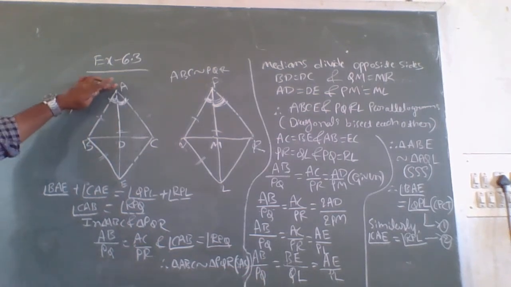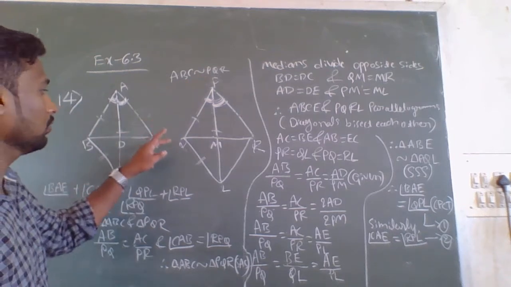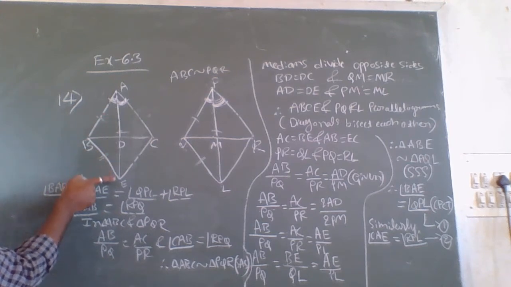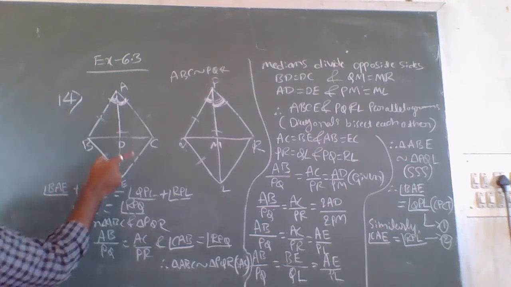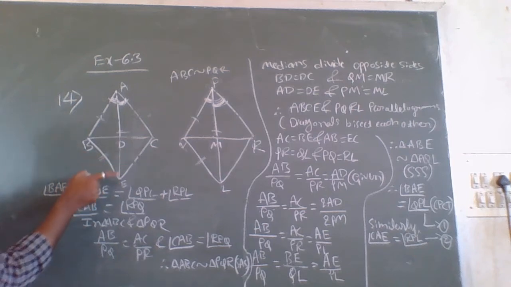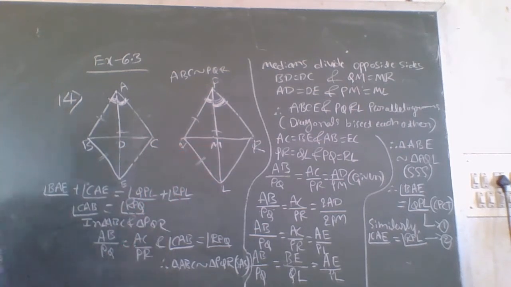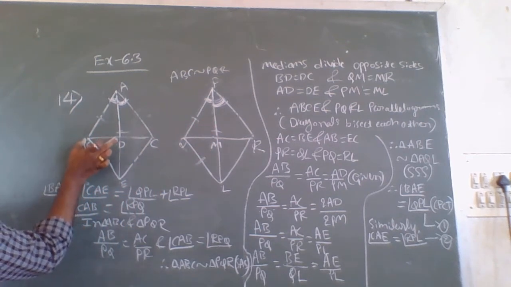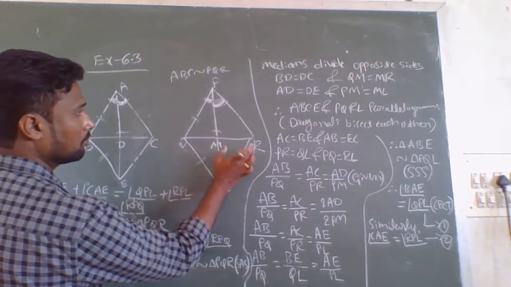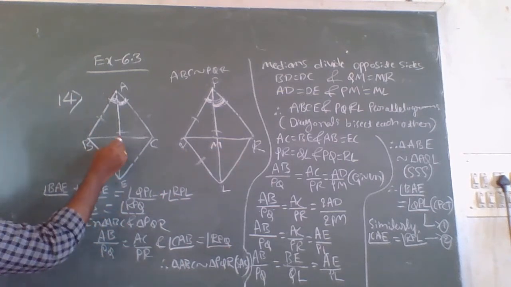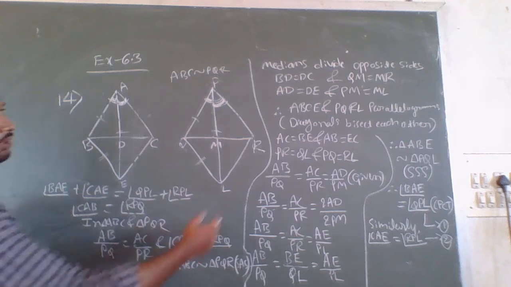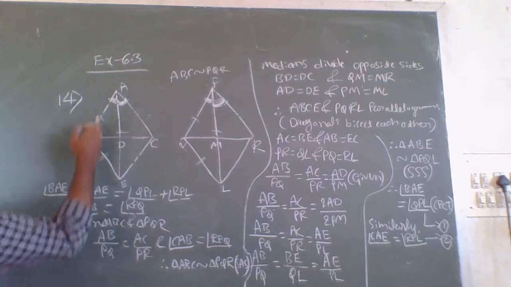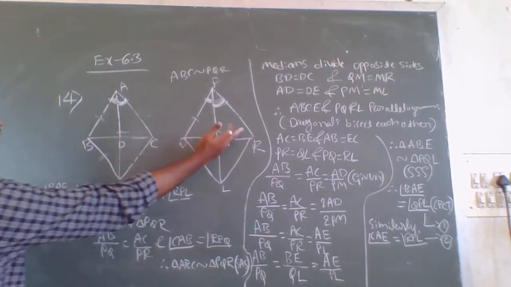See here properly, we have to prove that ABC is similar to PQR. To prove this, what did we do? We constructed AD in such a way that AD should be equal to DE. Like that, only PM should be equal to ML. And we know that these medians bisect opposite sides: BD is equal to DC and QM is equal to MR. So we got to know that here diagonals are bisecting, therefore these two are parallelograms. If these two are parallelograms, then we know that opposite sides of parallelograms are equal.